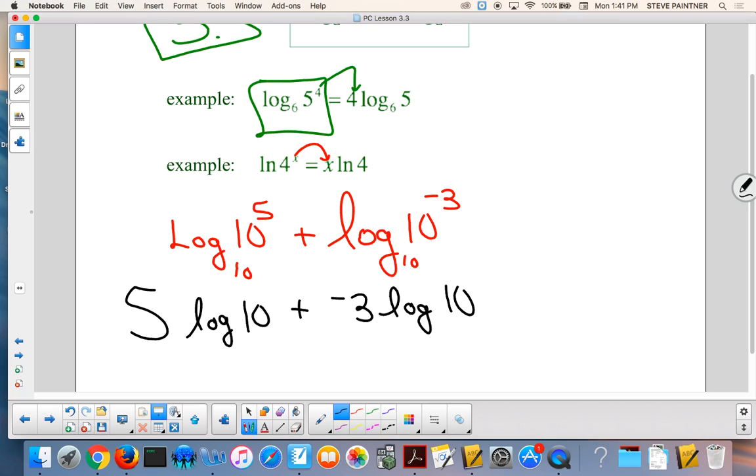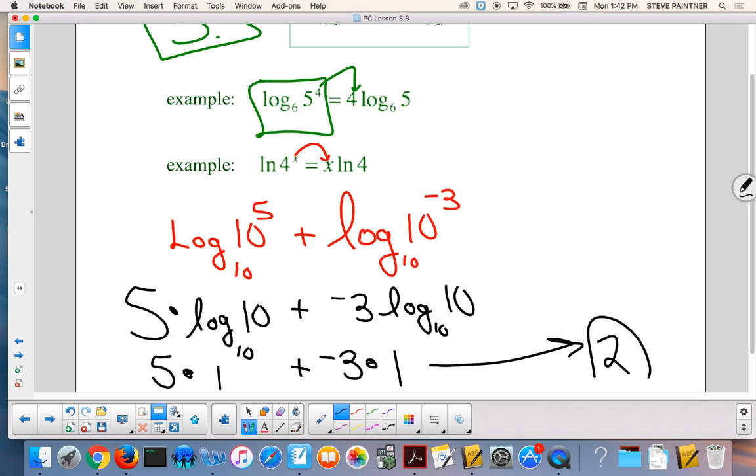Did you get it or not? 2? Negative 2? You got negative 15. Okay. Ready? Let's try it. 5 times what? Log of 10. What is the log of 10? Isn't it 1? Yeah. 10 to what power is 10? First. So it's 5 times 1, plus negative 3 times log of 10, base 10, which is 1. So that says what? 5, take away 3, answers what?